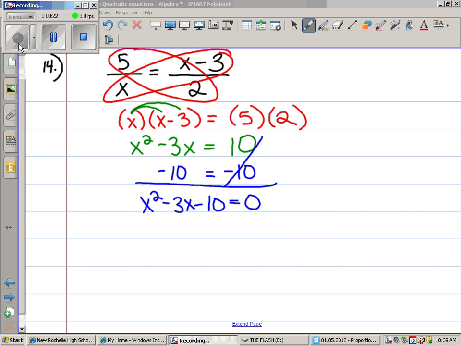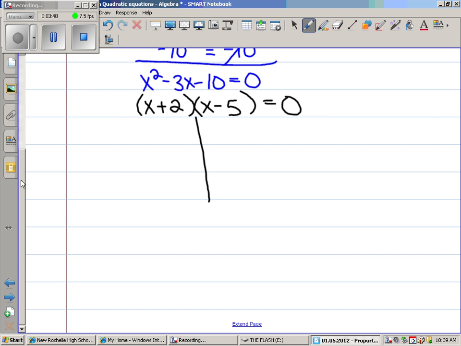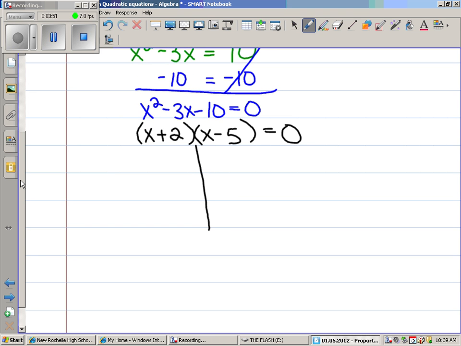Okay, so now we're at this stage. What do you do next? Factor. Excellent. We're going to factor, right? Can you think of two numbers that multiply to be negative 10 and add to be negative 3? Yes. x plus 2 and x minus 5. Excellent. Because negative 5 plus 2 is negative 3. And now we're going to set them equal to 0.